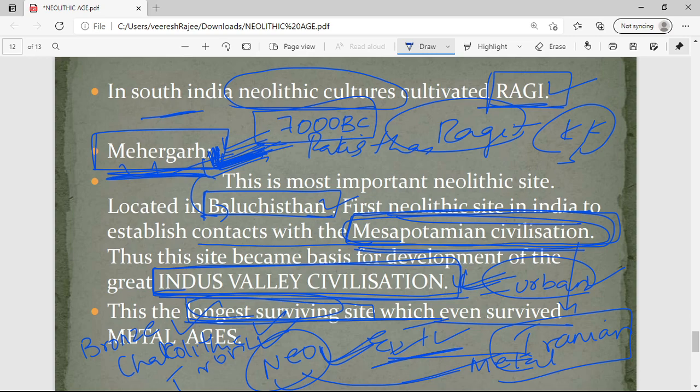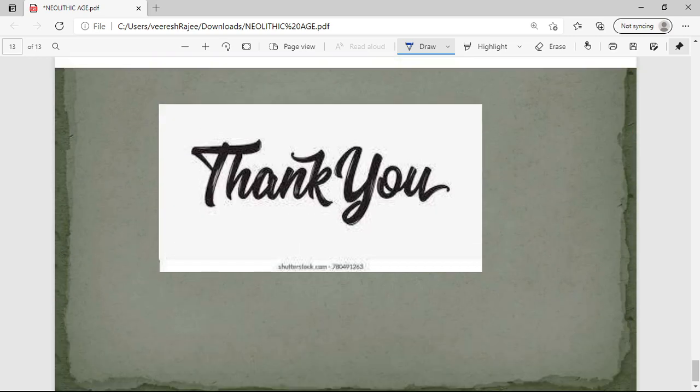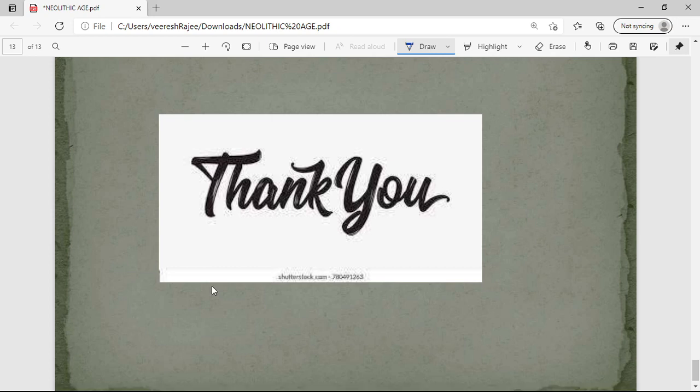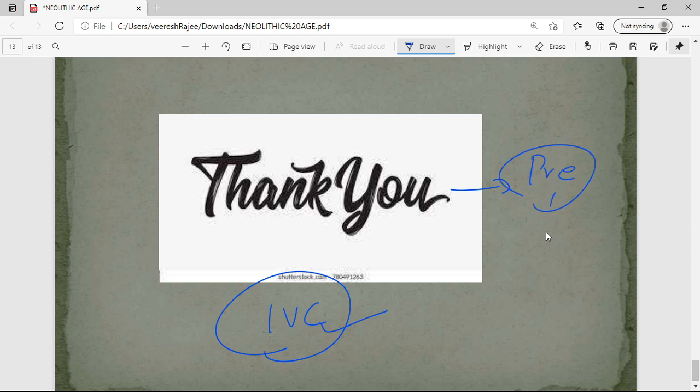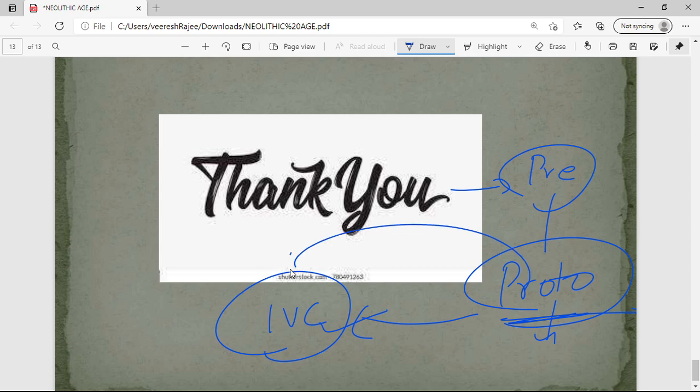In our future classes we will learn about the Indus Valley civilization. We'll start Indus Valley civilization. Till now we have studied about the prehistoric age. Now we have to move to the proto-historic age. And what is the important period of proto-historic age? It is nothing but Indus Valley civilization. So in the proto-historic age we'll learn about Indus Valley civilization. This is the end of the prehistoric age.